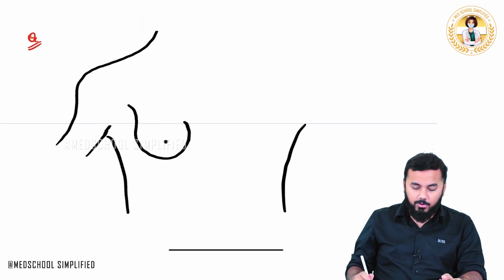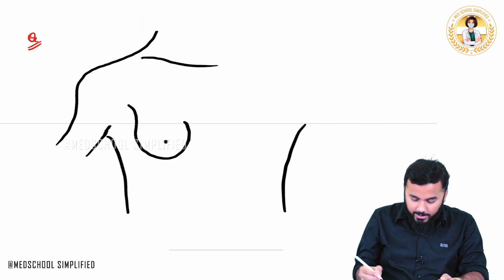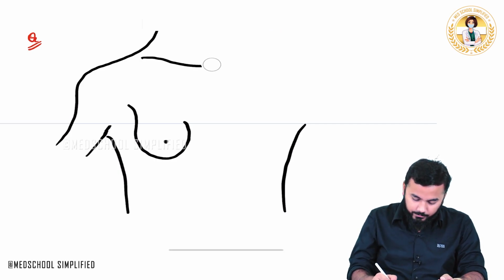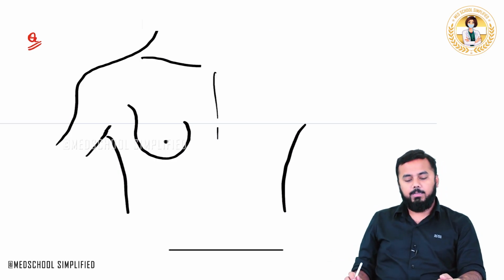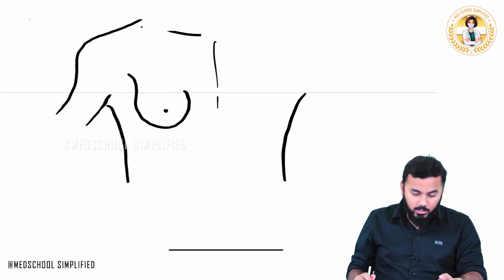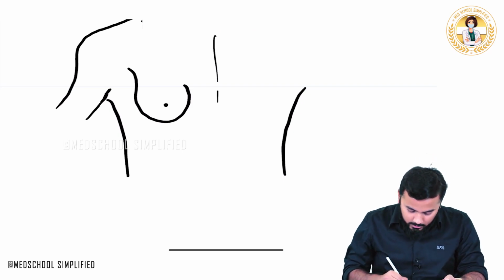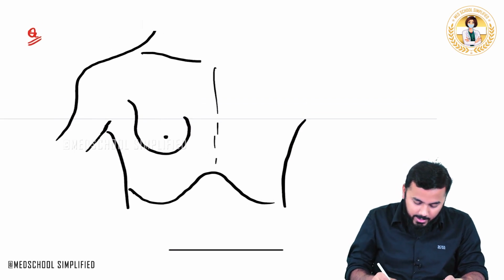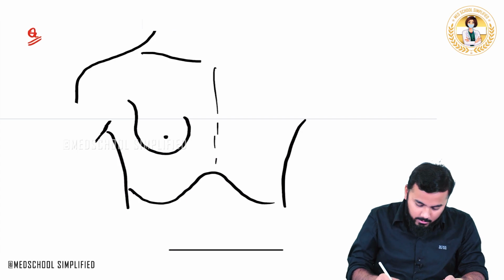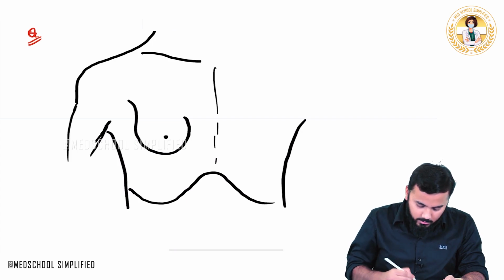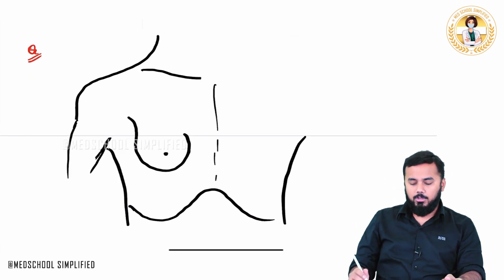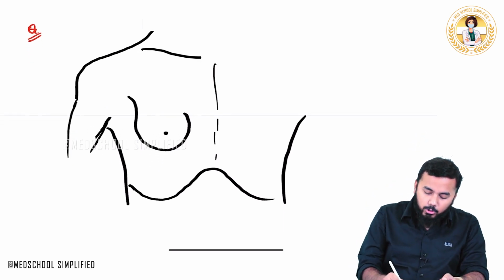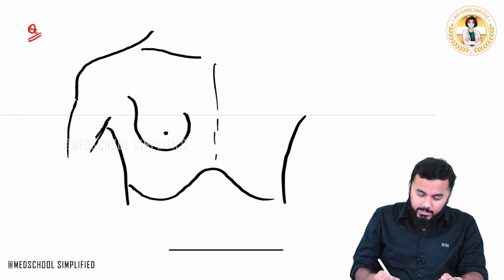Now here you have got 2 important things. Let us say this is the clavicle, and this is the hemidiaphragm here. This is how the picture goes. So what are the 2 important things, guys?